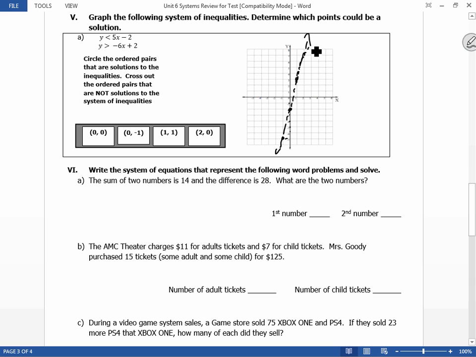And then y is greater than 6x plus negative 6, so here. And once again, it's a dotted line. Now, from the first equation, which is y is less than 5x minus 2, we're shading down. And then on the second equation, we're shading up. So our answer is this region in here.